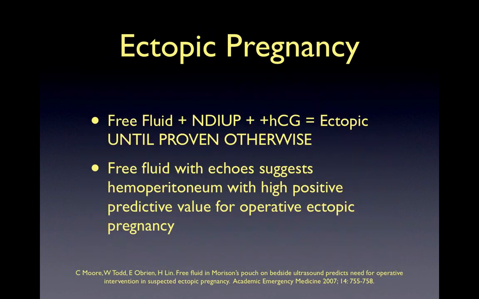This brings me to a very important point. A patient who is HCG positive and has free fluid in the pelvis or in Morrison's pouch has an ectopic pregnancy until proven otherwise. Free fluid with echoes suggests hemoperitoneum with high positive predictive value for operative ectopic pregnancy.